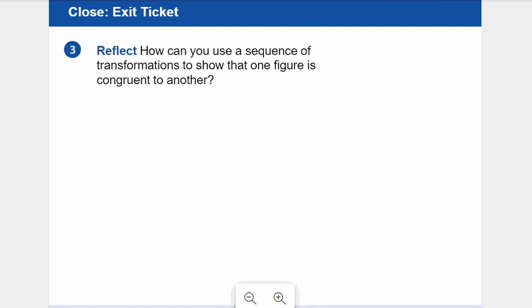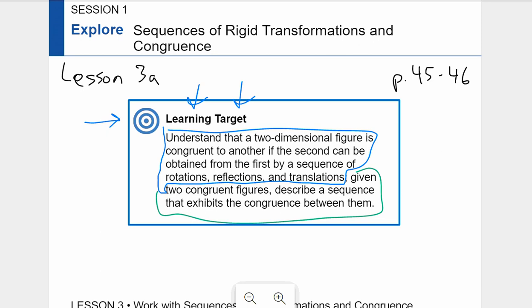All right, last thing to reflect on. How could you use a sequence of transformations to show that one figure is congruent to the other? That's the question I want you to leave with to think about. And then also our learning target. Remember, we were working on that blue one today. Understand that a two-dimensional figure is congruent to another if the second one can be obtained from the first by a sequence of rotations, reflections, and translations.